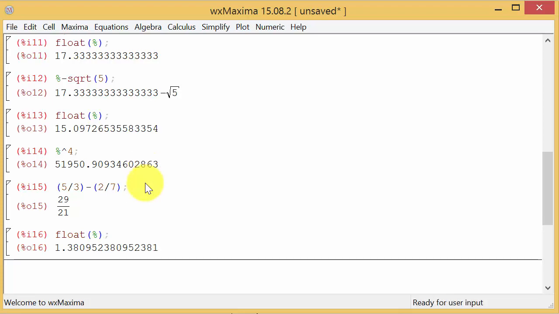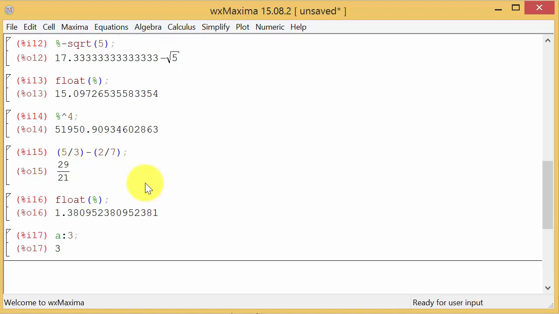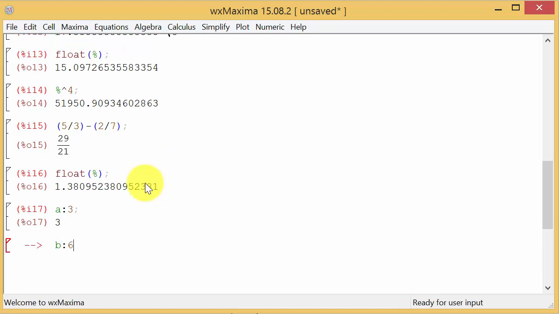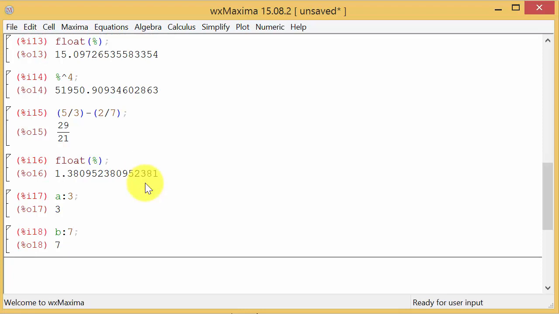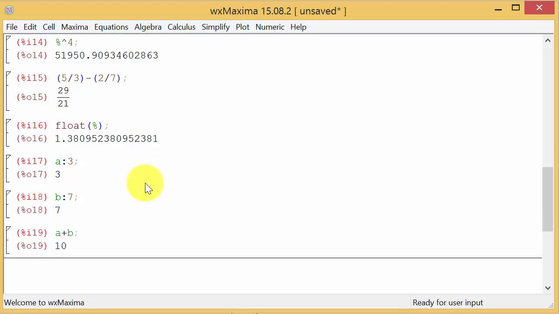Now let me show you one more thing. Instead of typing the numbers in, we can assign A to the number 3, and assign B to the number 7. Now if I want to do something with that, I can just say A plus B, and that will return 10. That's another thing you can do.